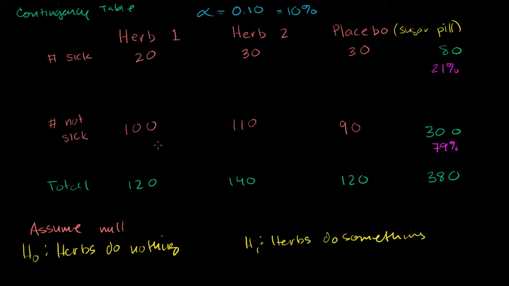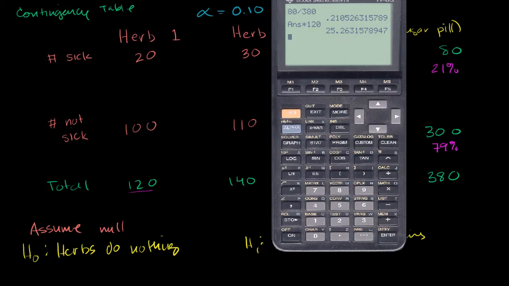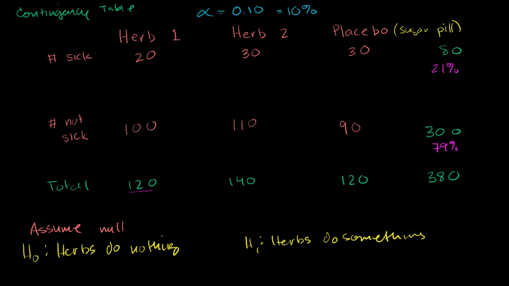So let's look at it for each of these groups. If we assume that 21% of these 120 people should have gotten sick, what would have been the expected value right over here? So let's just multiply this 21% times 120. That gets us to, I'll just round it, 25.3 people should have gotten sick.